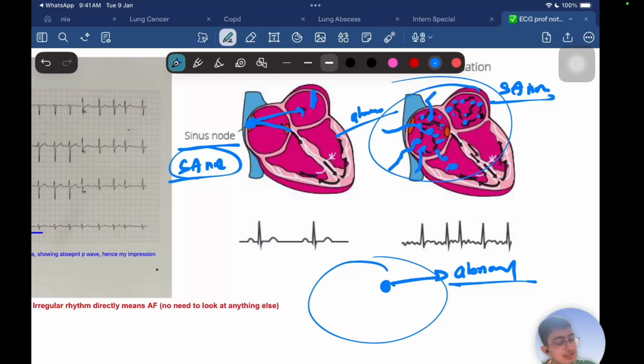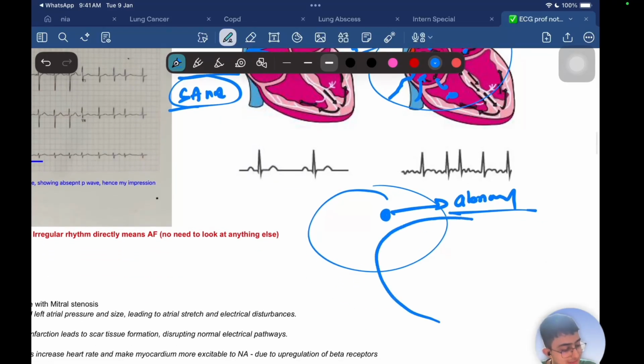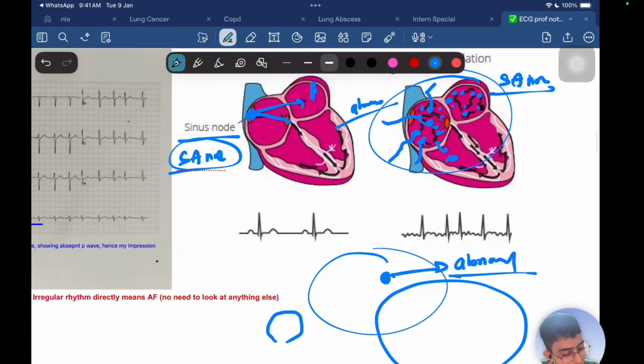Another reason is if the atria is too stretched. Now, normal atria is this much size, okay? But for example, if you have a mitral stenosis, normally blood goes like this, right? But if you have a stenosis here, there is a blockage here, right?